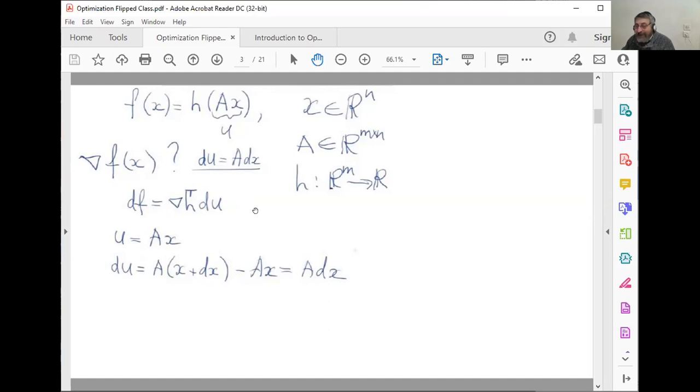When I substitute everything, I discover that this df is an inner product of some vector with dx, and this vector will be the gradient. So I suggest you start writing down. I almost solved the first part of the problem for you, to find the gradient.